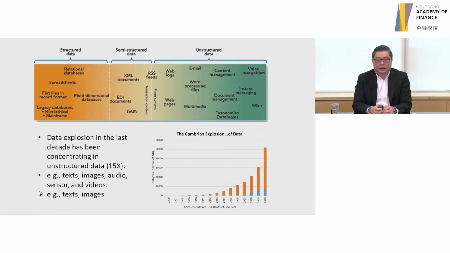In fact, the explosion of data in the past 10 years or so is mostly because of the explosion of unstructured data, as you can see from the graph down below. The orange bar corresponds to the volume of unstructured data, and the blue bars correspond to the traditional structured data. So there's an exponential growth of the unstructured data collected through all these touch points.